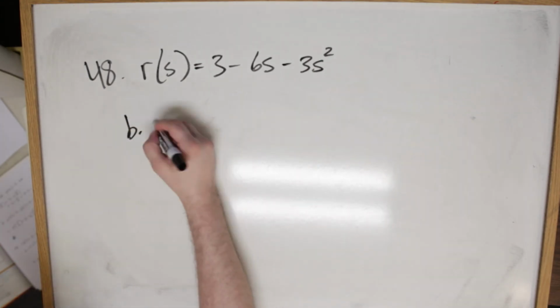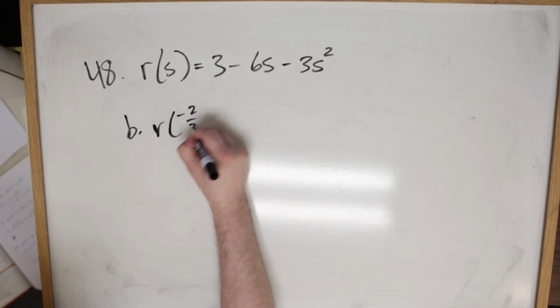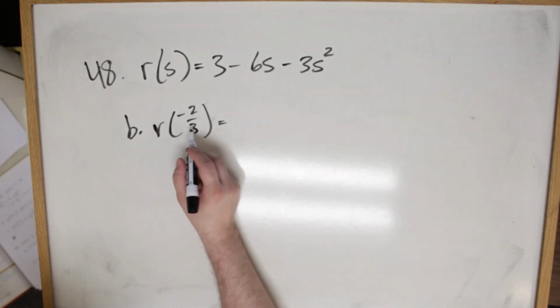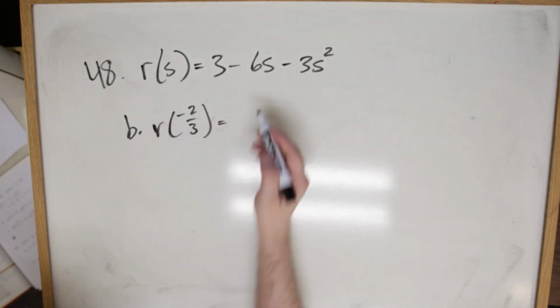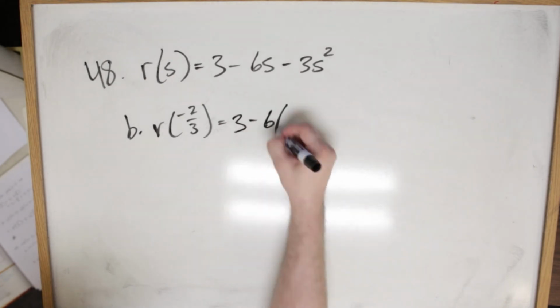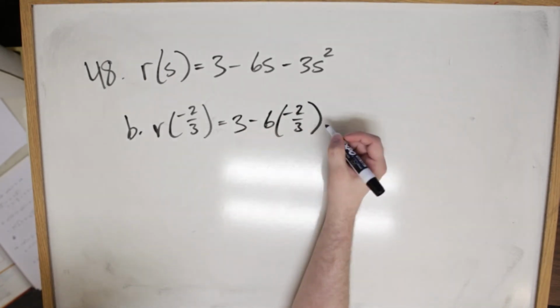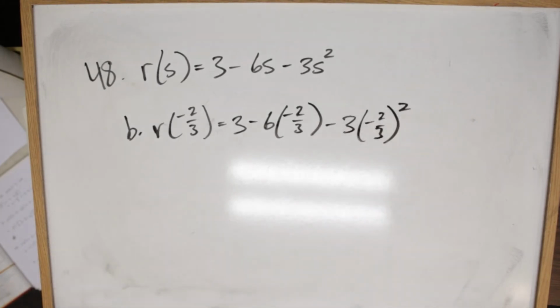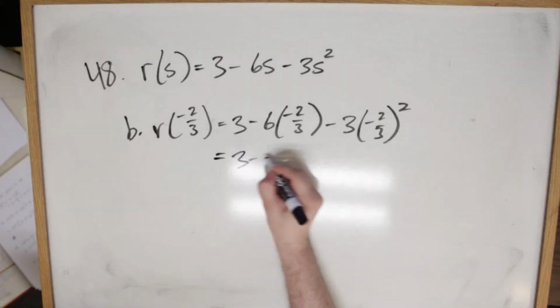Part B. R of minus 2/3 is equal to, so now we make the substitution. Everywhere we see an s, we substitute minus 2/3. 3 minus 6 times minus 2/3 minus 3 times minus 2/3 squared. I think I will use order of operations on this one because it is a little trickier with all these fractions. All right, so please excuse my dear Aunt Sally. Parentheses, we don't have any of those. We do have exponents, so let's go ahead and do those first.